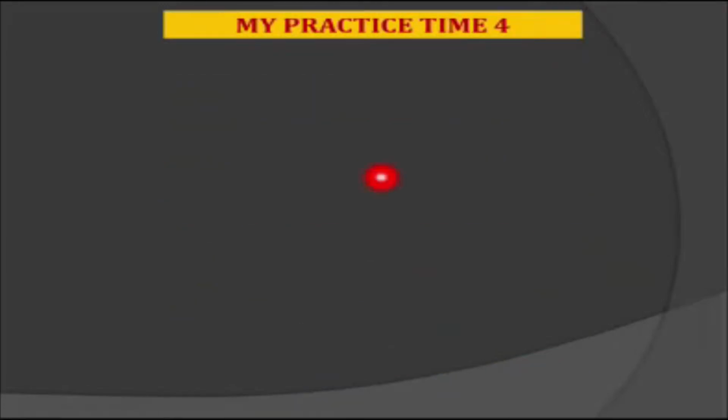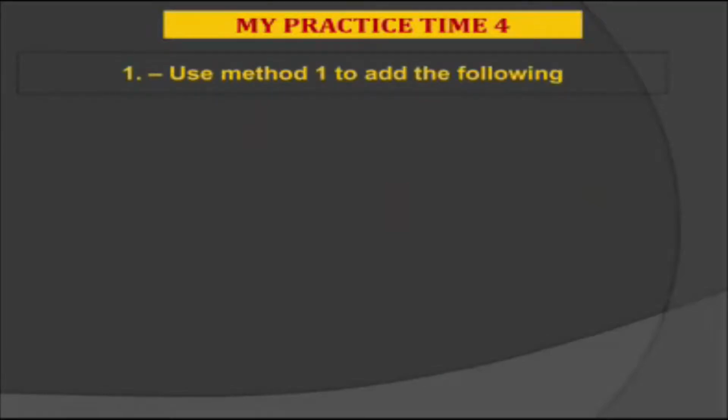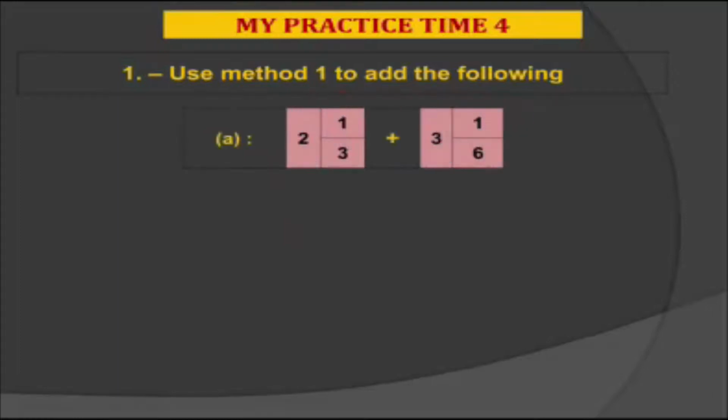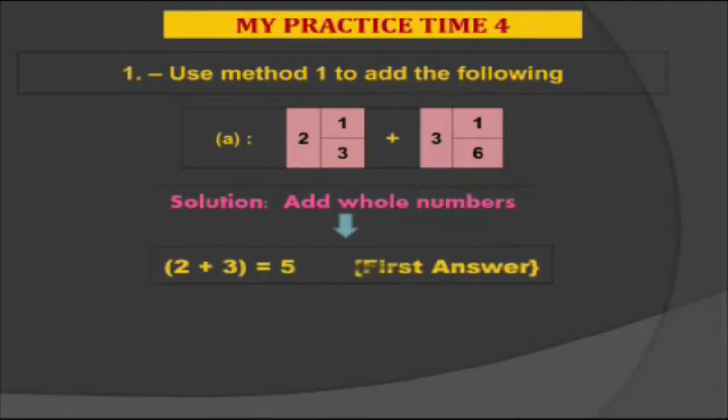Now we will solve a few questions of My Practice Time 4. Here it is asking to use method 1 to add the following. We already learned what method 1 is. So question number A is 2 and 1 by 3 plus 3 and 1 by 6, right? So we need to add the whole numbers. Here the whole numbers are 2 and 3, so 2 plus 3 is equal to 5. This is the first answer.